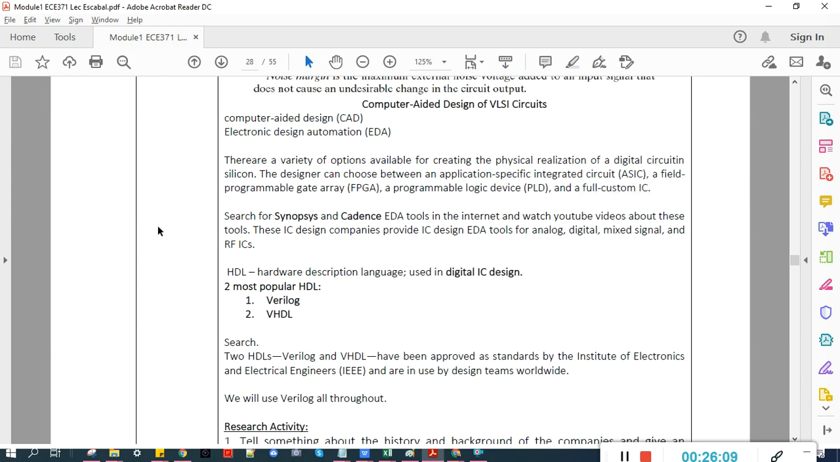So there are different ways that we can create a digital circuit. Application specific IC, full custom IC, FPGA, and PLD. I think I'm more familiar with the ASIC, FPGA, and the full custom IC.